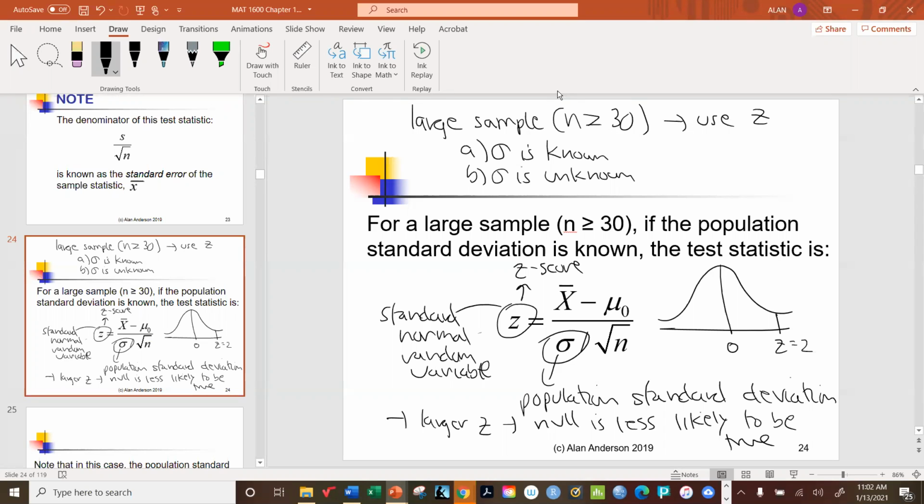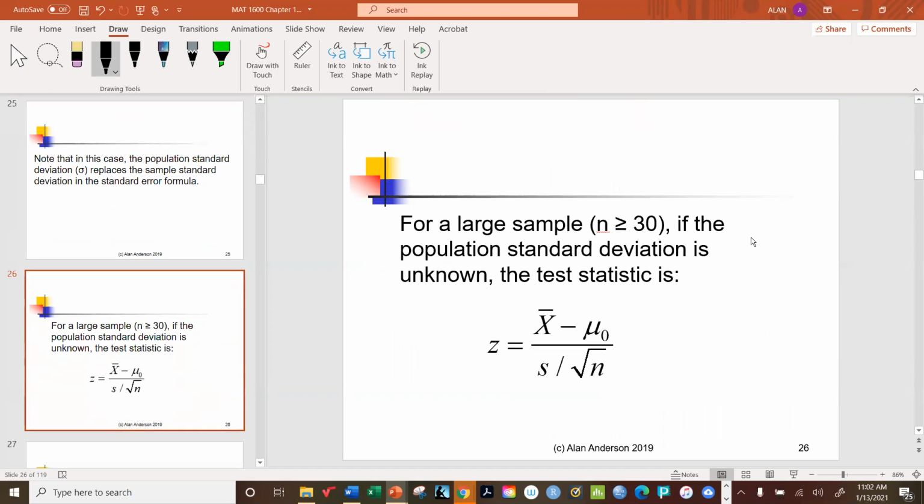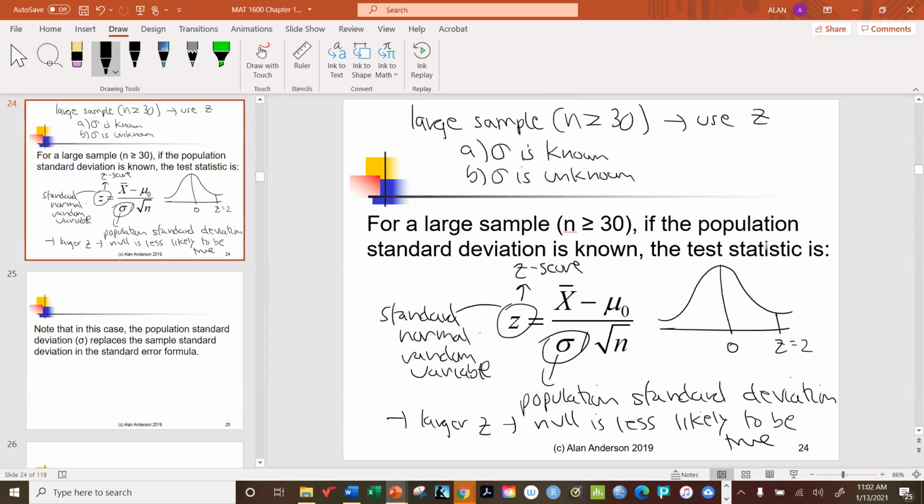And then the second case where sigma is unknown, but we still have a large sample, we're only going to make one subtle change. We're going to replace sigma with s. It's just that simple. You see what I mean? The only thing that changed here is that we have s instead of our original sigma. Otherwise, it is exactly the same.